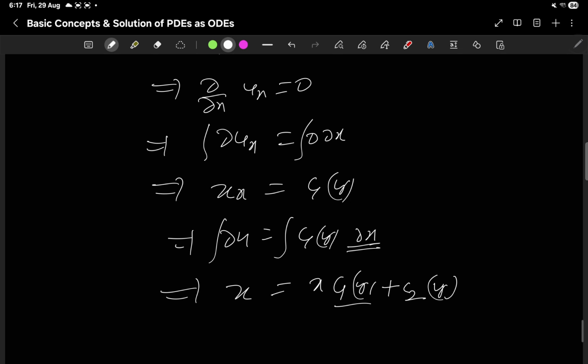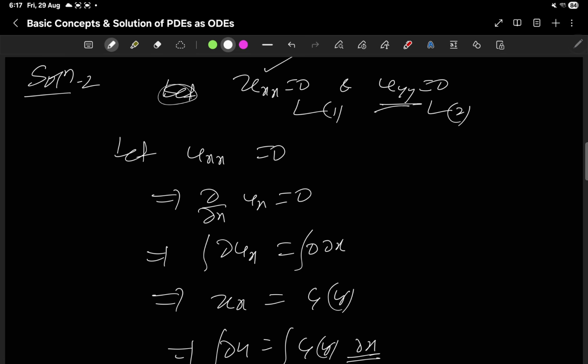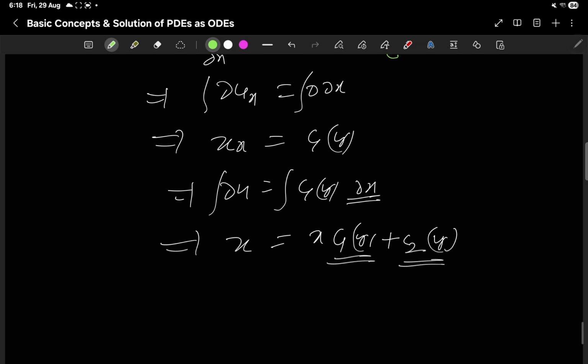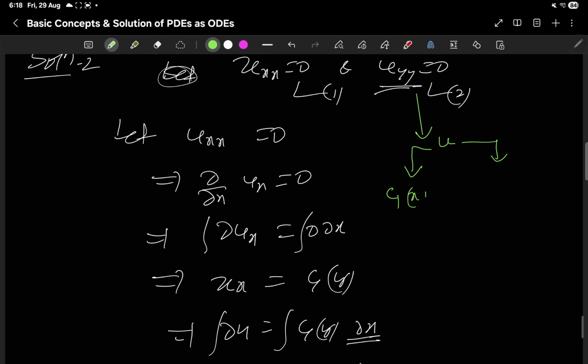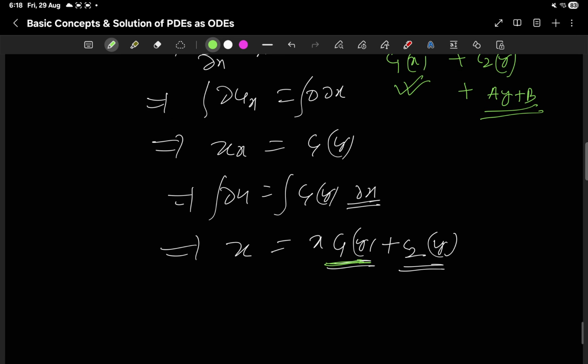Now this c1(y) and c2(y) will be collected from this only. From the viewpoint of uyy, if u is anything in terms of x, c1(x) plus c2(y), then c1(x) is anything, but c2(y) must be linear in y, ay plus b. Then only uyy is equal to 0. So what will happen to c1(y)? It must be a linear equation in y.